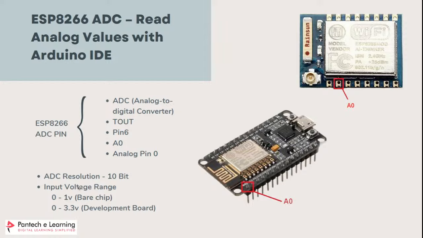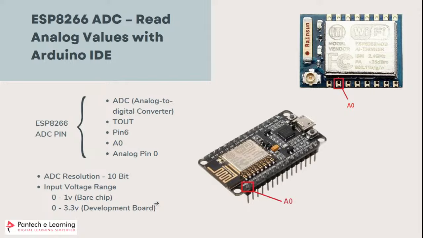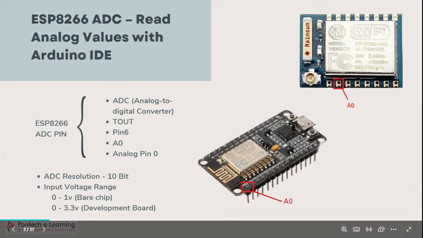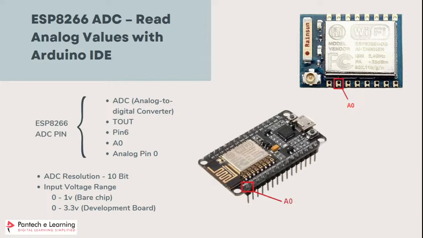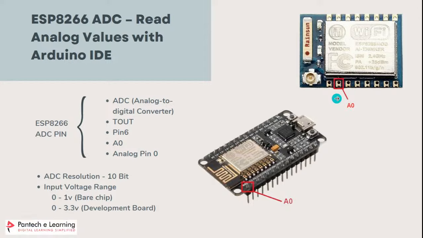However, most ESP8266 development boards come with an internal voltage divider, so the input range is 0 to 3.3 volts if you are using a development board. Development boards are, for example, the ESP12E NodeMCU and the Wemos D1 mini. A bare chip is, for example, the ESP07 or the 12E chip. You can see here, in the development board this is the analog pin, which is marked as A0, and in the bare chip, this is the analog pin.